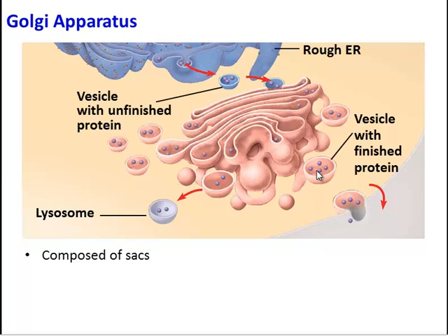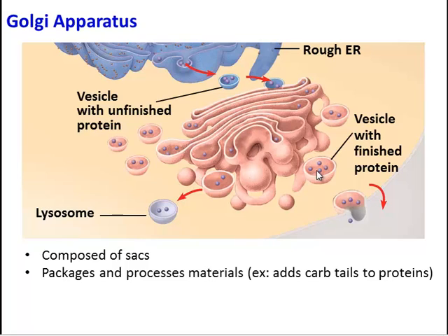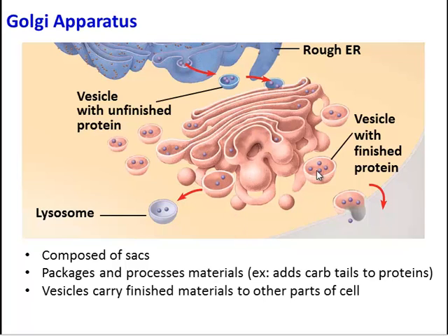The Golgi apparatus is another series of membranes that's not connected to the ER, but is often found close to the ER. And you can see from the structure that it's basically a stack of sacks, kind of looks like pancakes. And what they do is they package and they process materials. For example, they might add little protein or carbohydrate tails onto proteins to make a glycoprotein. And once the proteins or the polymers are all finished, a vesicle will carry the product off somewhere else in the cell to be used. The Golgi apparatus also makes lysosomes. Here you can see a lysosome budding off, and we'll talk more about that in a second.